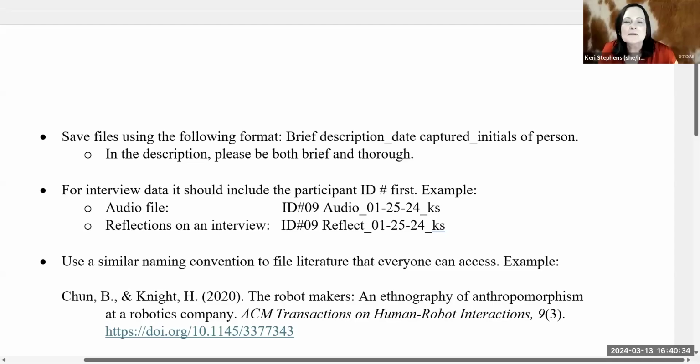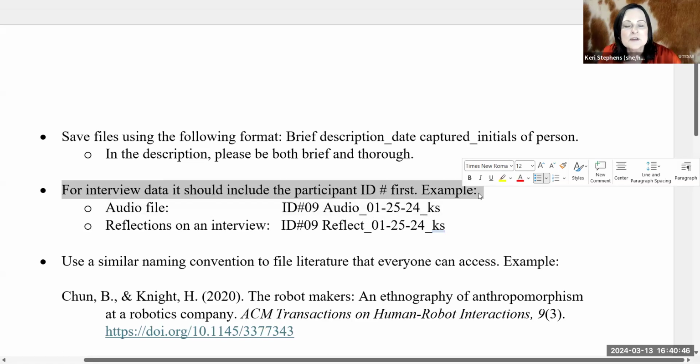The second thing has to do with naming your files, and I have an example for you here that I will share. So one of the things you want to do is talk about as a team how you're going to uniformly name your files. Take a look, particularly right here, at my interview data example.